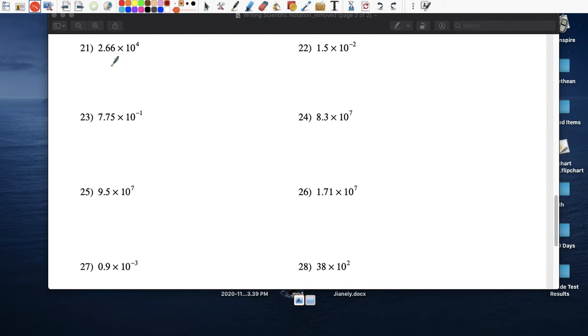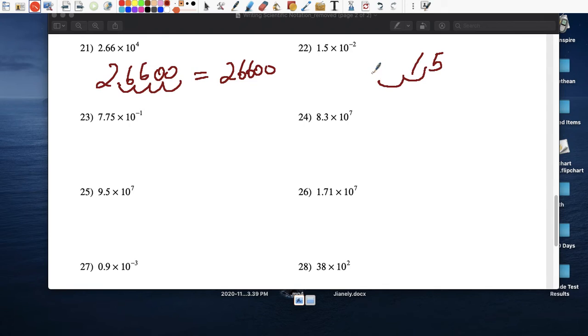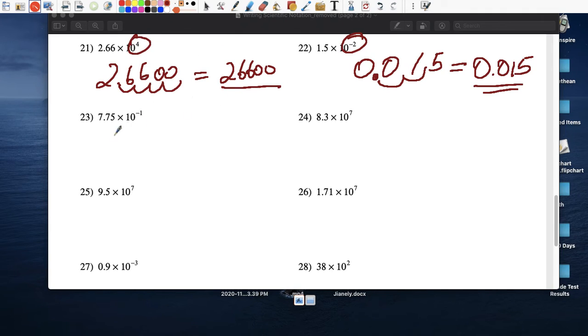10 to the 4th power. So 2.66. Let's move it 4 times to the right. 1, 2, 3, 4. And that equals 26,600. We're going to go left, right? So 1.5. Let's go left. 1, 2. That's your new decimal. So clean that up. Again, negative exponent, it's a very, very small number. Positive exponent, it's a very large number.